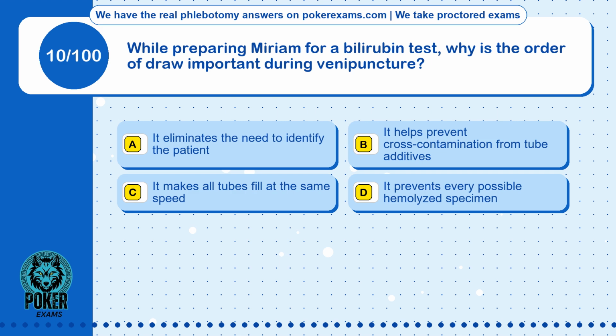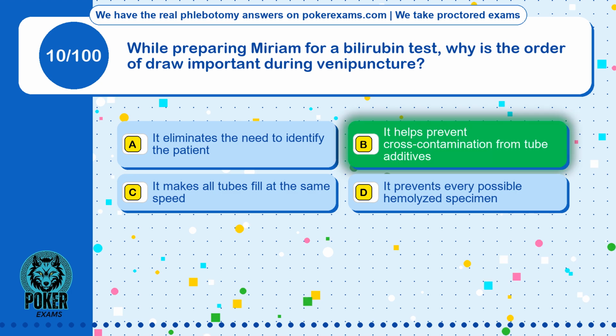Question 10. While preparing Miriam for a bilirubin test, why is the order of draw important during venipuncture? Option A. It eliminates the need to identify the patient. Option B. It helps prevent cross-contamination from tube additives. Option C. It makes all tubes fill at the same speed. Option D. It prevents every possible hemolyzed specimen.